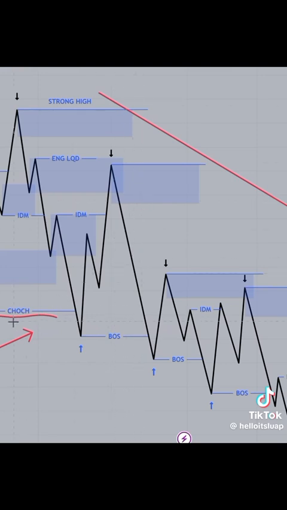So right here, after we have made this change of character and price has taken out the first pullback on this trading range here, then the first pullback obviously is the inducement, and once the inducement is taken out and price goes past this previous low, then this will be considered to be a valid break of structure.